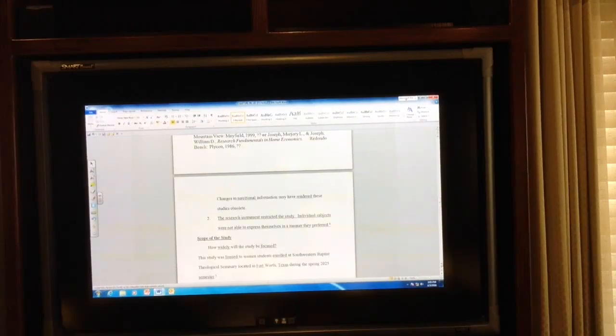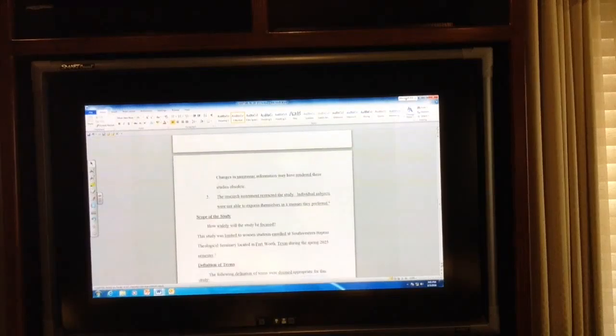Once we have a problem and purpose statement set, our research questions established, assumptions and limitations defined, scope of the study in place, the next critical part is a definition of terms.